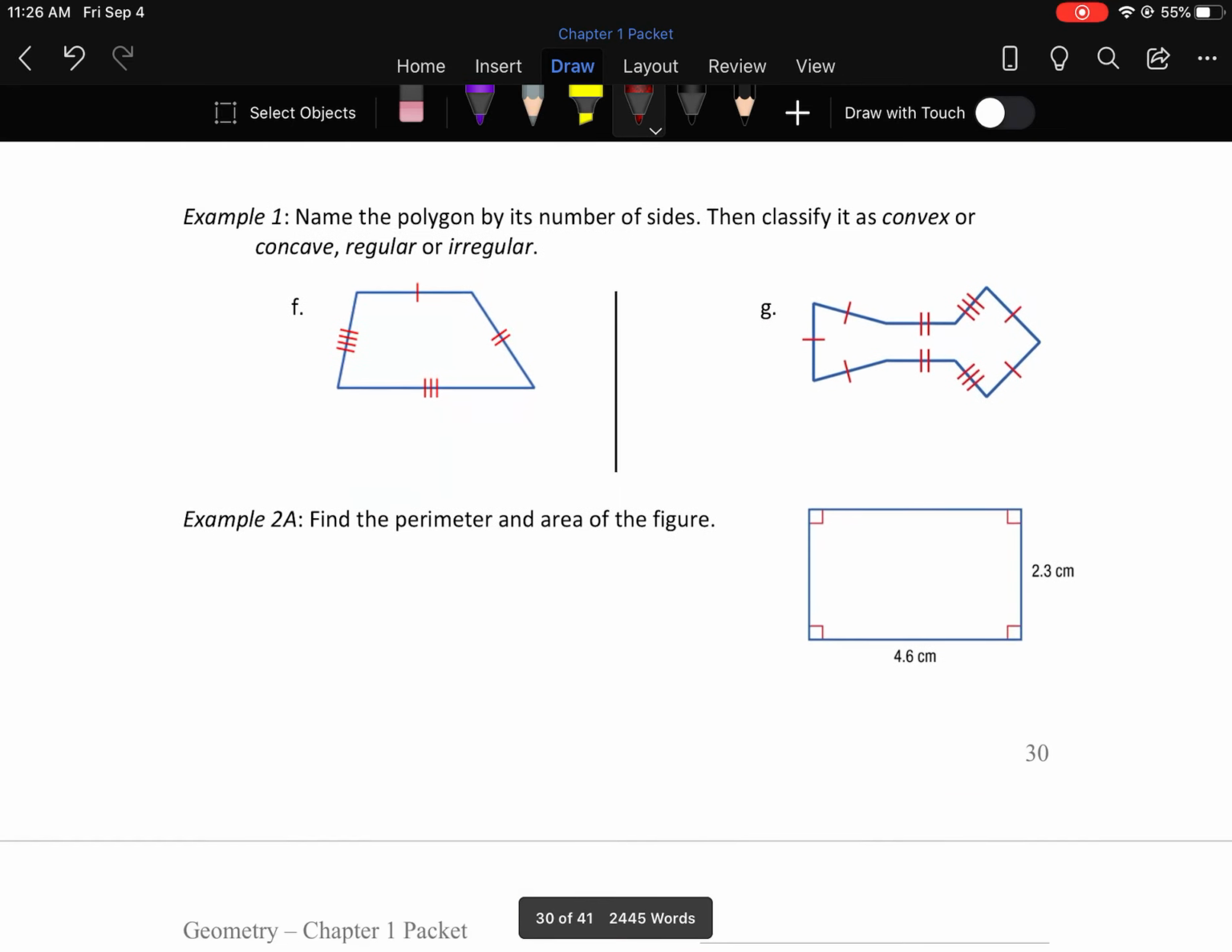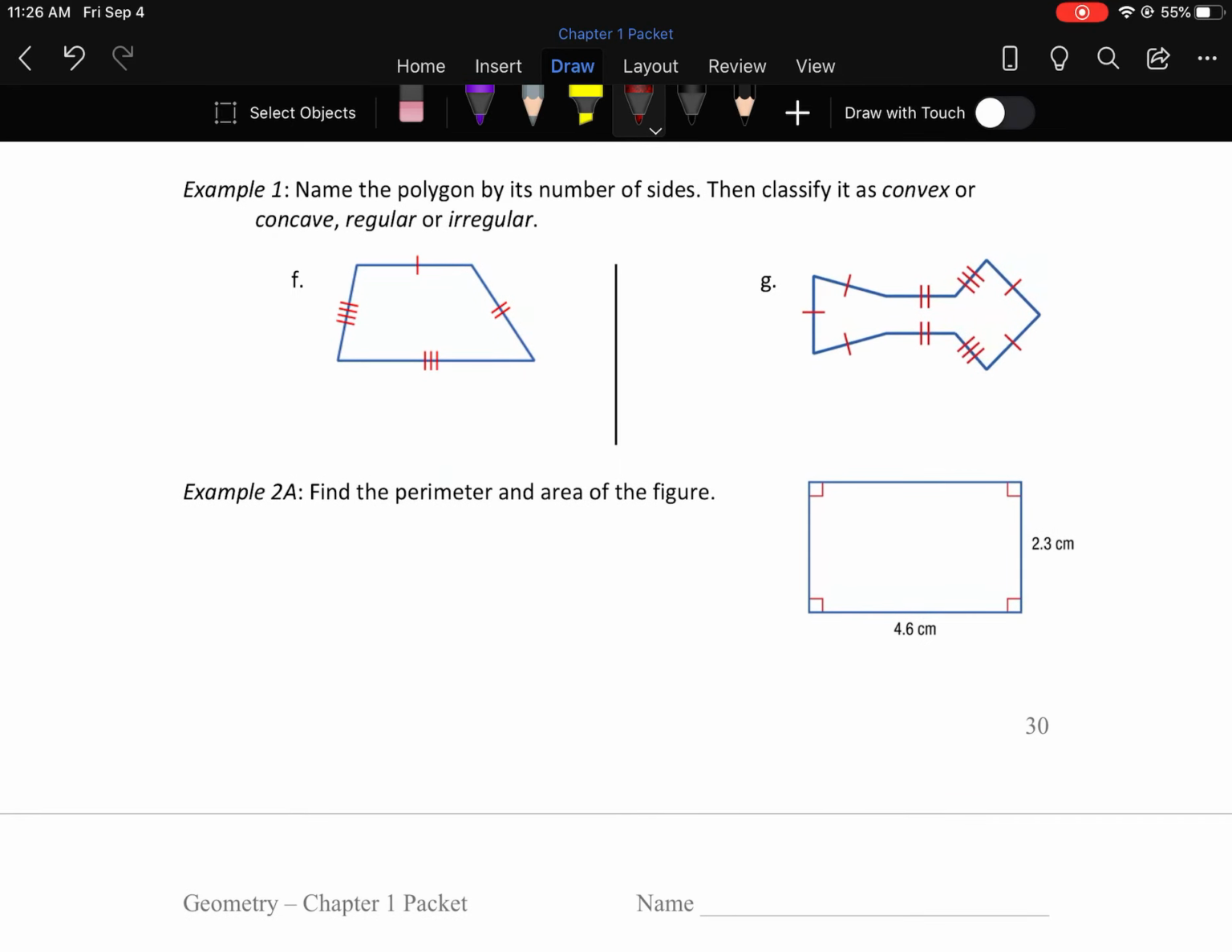All right, let's take a look at example 1. It says name the polygon by the number of sides, then classify it as convex, concave, regular, or irregular. Check back to this day's folder. I will put in there, write myself a note, to put in there the names of different shapes up to, I'd say maybe 10. And that's also something you could look up, but just so we have it, okay?